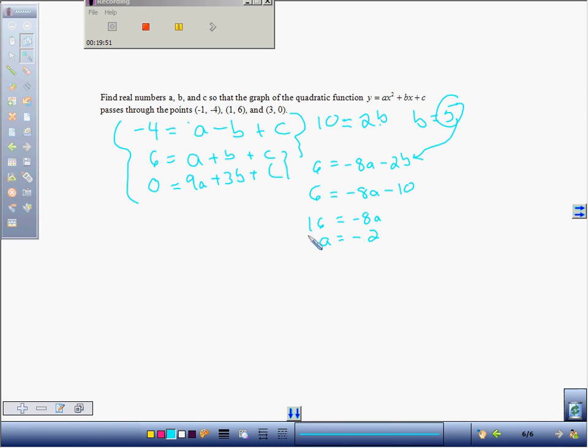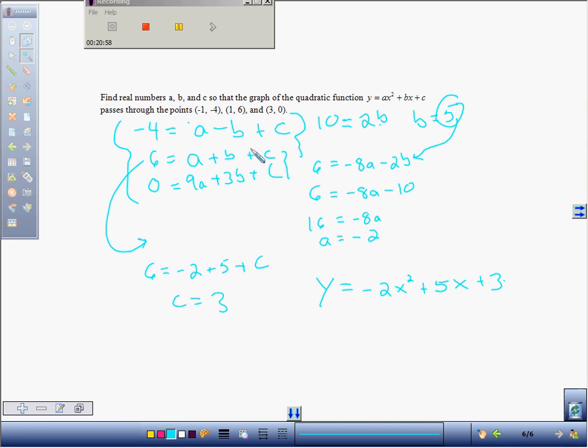Probably. All right. So then I want to find c, which I haven't found yet, so I'll plug into probably the easiest equation. I know that 6 equals a, which is -2, plus b, which is 5, plus c. So that means c equals 3. Don't just find a, b, and c. It says find real numbers a, b, and c so that the graph of the quadratic function passes through those points. So I get y equals -2x squared plus 5x plus 3. And that parabola would go through all three of those points.